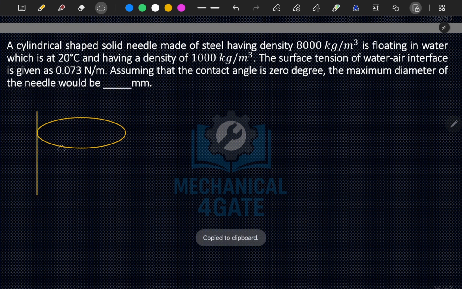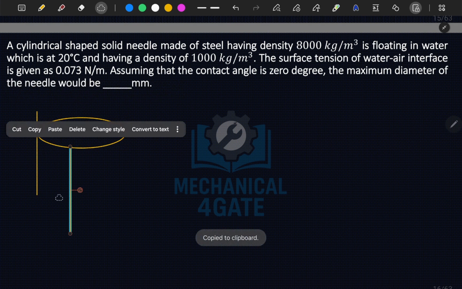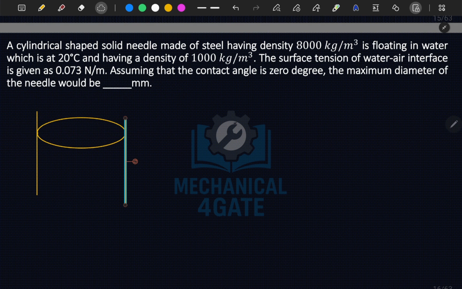Copy and then paste. So let's say this is your container, and this container is filled by some liquid. This is your free surface of the liquid.